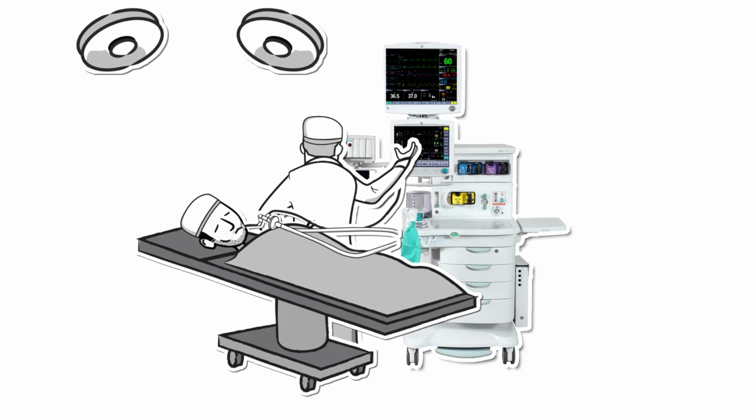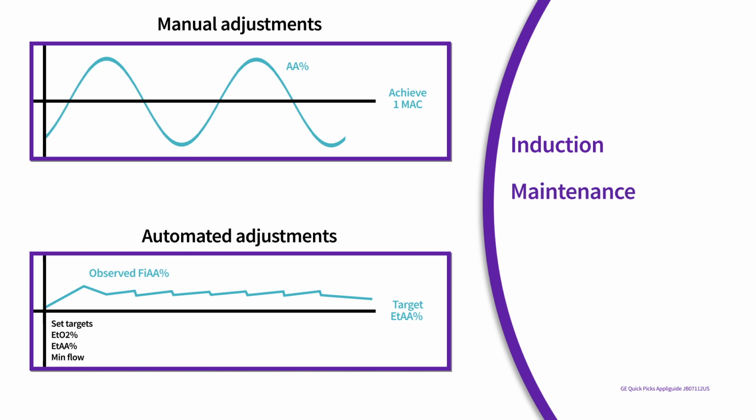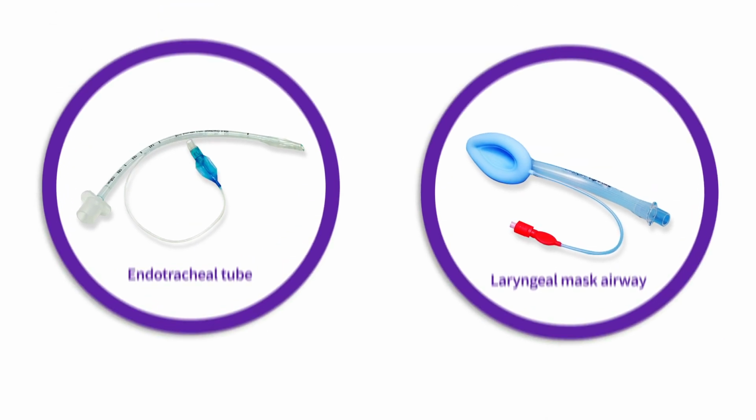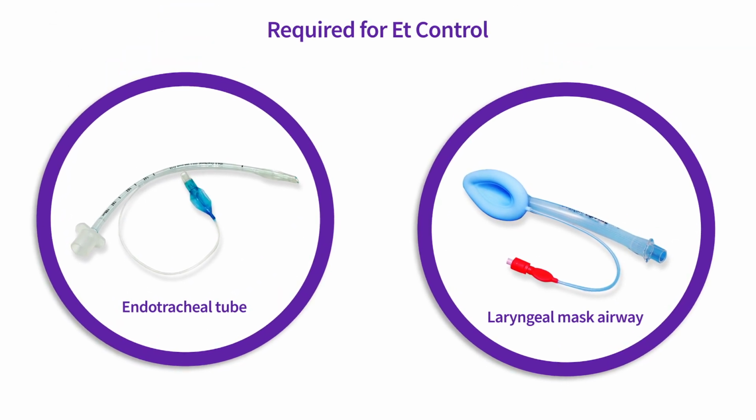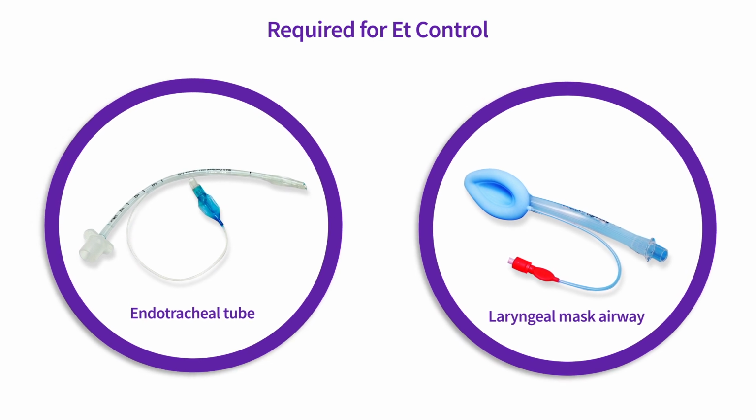End-tidal control may also help with some of the challenges involved with titrating anesthetic agents to meet desired expired anesthetic agent levels during induction, maintenance, and emergence phases of anesthesia, or what is also known as the peaks and troughs of anesthesia. Prior to initiating end-tidal control, a controlled airway, such as an endotracheal tube or a laryngeal mask airway, should be used.